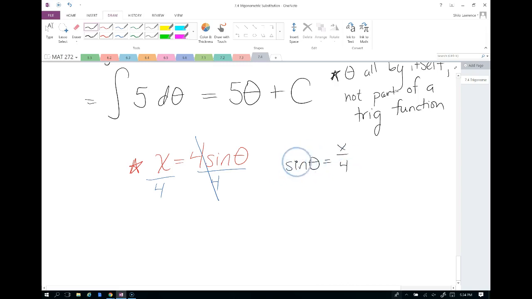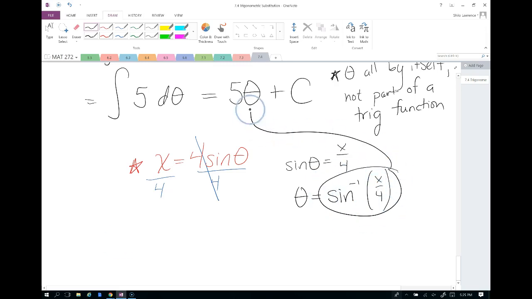And now to get the theta out of the sine, we do inverse sine or arc sine. So theta is sine inverse of x over 4. And then I can plug that in right there. So my final answer back in terms of x is 5 sine inverse of x over 4.